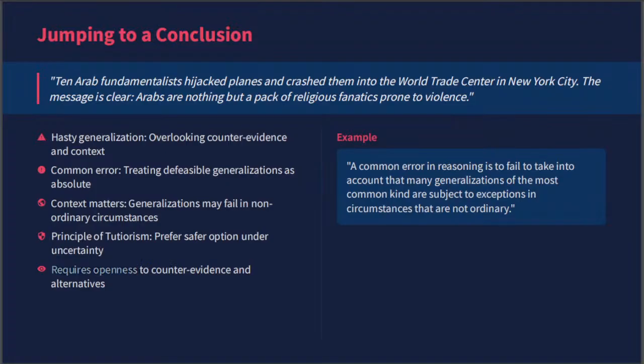And again, it requires openness to counter evidence and alternatives. A common error in reasoning is to fail to take into account that many generalizations of the most common kind are subject to exceptions in circumstances that are not ordinary. So the circumstances being not ordinary and exceptions, that's where this error in reasoning doesn't really take those things into account. It makes for jumping to the conclusion with hasty generalizations.